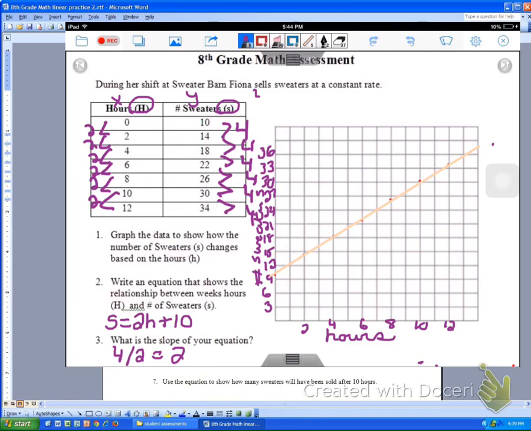Whenever I see a table, I want to try and put in carets because I want to try and see if it's linear. When I see this constant rate of change here, I know it's linear. Okay, if you didn't put your carets in, put them in.